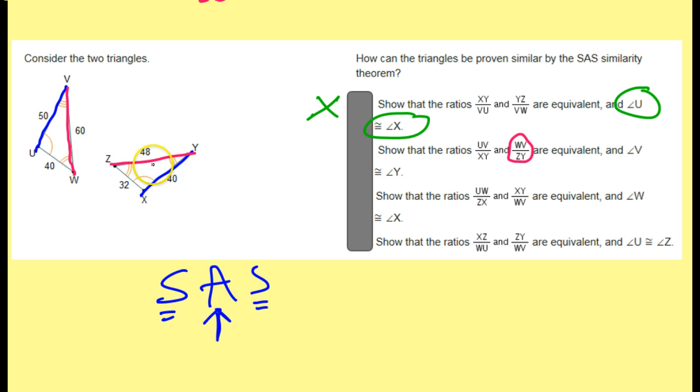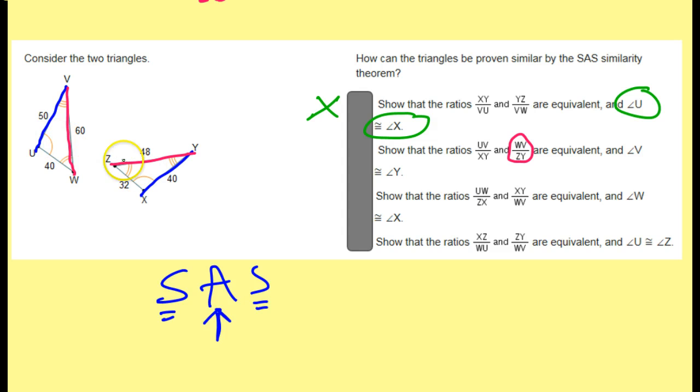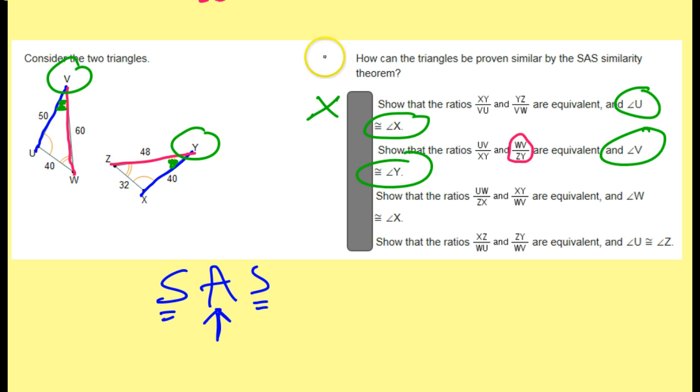So WV is corresponding to ZY. All right? And again, if these are the sides, then the included angle would have to be this one and this one in the middle. It has to be V and Y. And here we have V is congruent to Y. So that's it. This is the one. I don't even have to look at the rest.